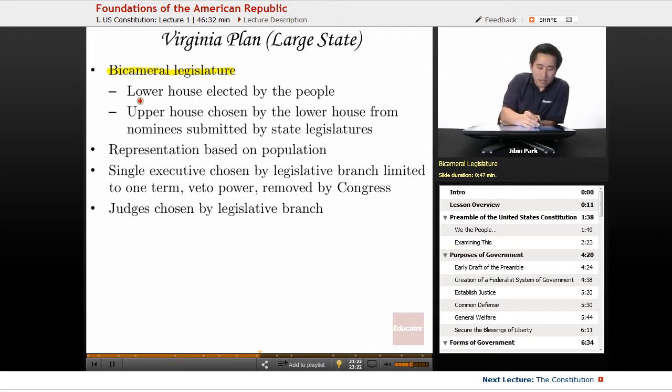So in the U.S., you'd have a lower house elected by the people, and an upper house chosen by the lower house from nominees submitted by state legislatures. That was the big component of the Virginia Plan that improved on the legislature aspect of the Articles. And this was a key point that James Madison was really adamant about, and something he did not like about the Senate, that he felt would be undemocratic, is that representation is based on population.